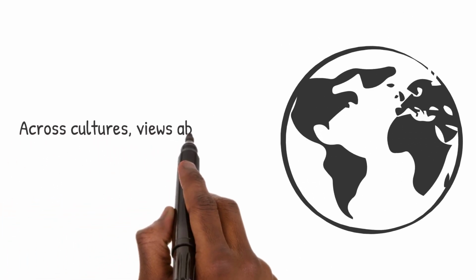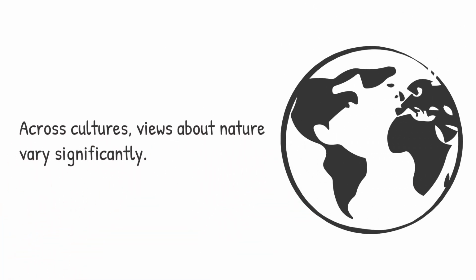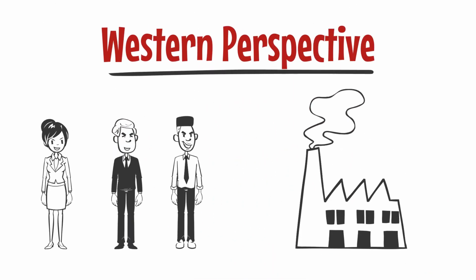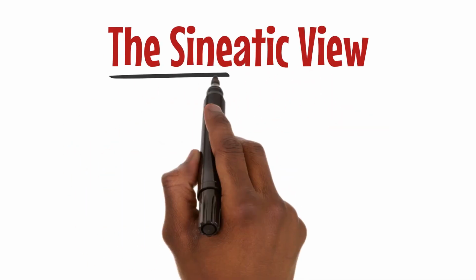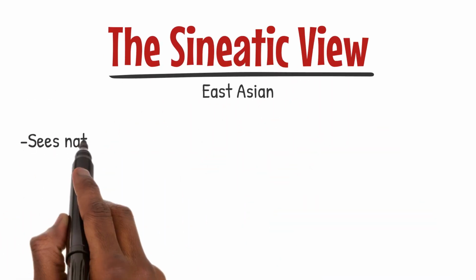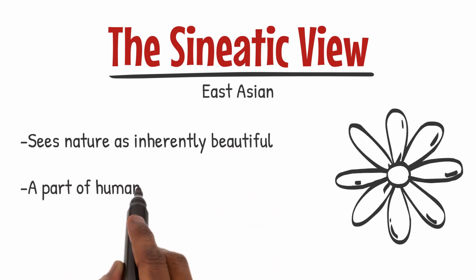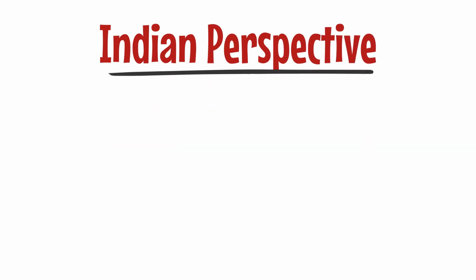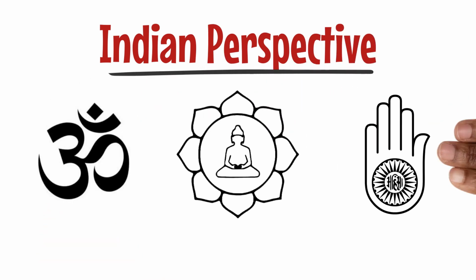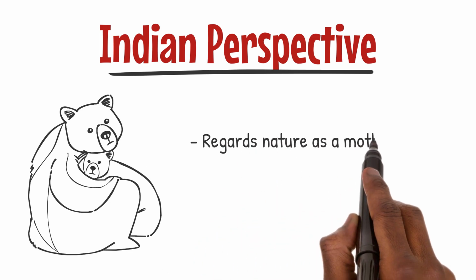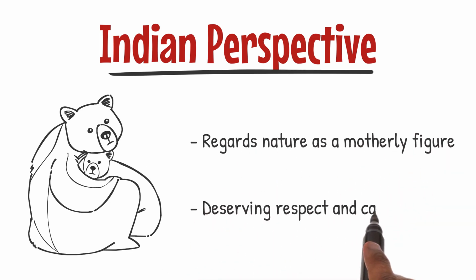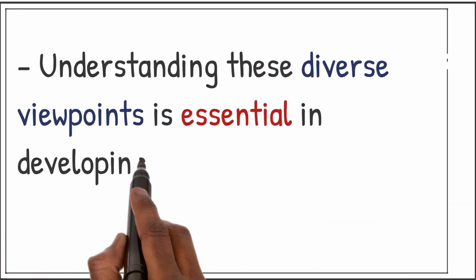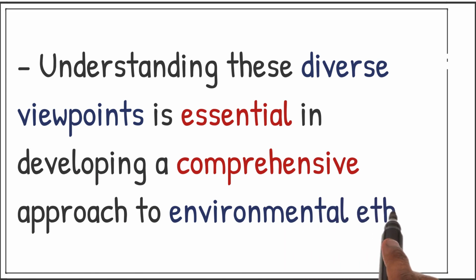Across cultures, views about nature vary significantly. The Western perspective historically viewed nature as something to be conquered. In contrast, the Sinic, East Asian, view sees nature as inherently beautiful, a part of human existence that should be cherished. The Indian perspective, influenced by Hindu, Buddhist, and Jain philosophies, regards nature as a motherly figure, deserving respect and care. Understanding these diverse viewpoints is essential in developing a comprehensive approach to environmental ethics.